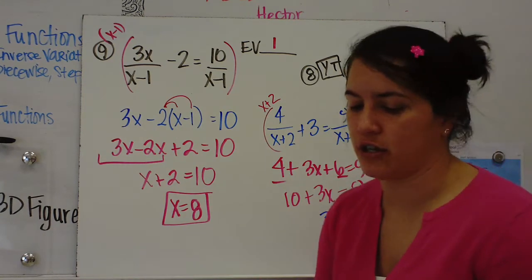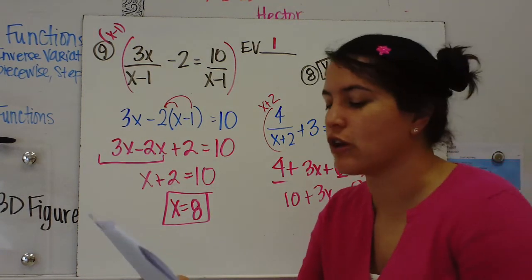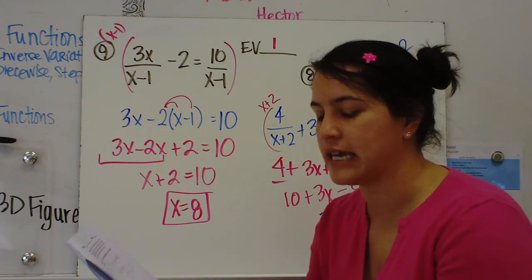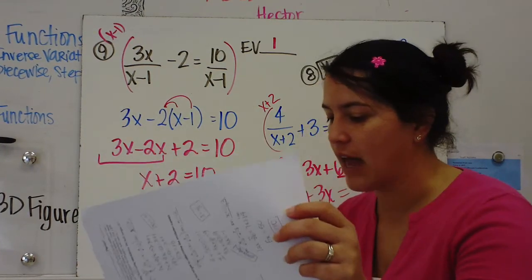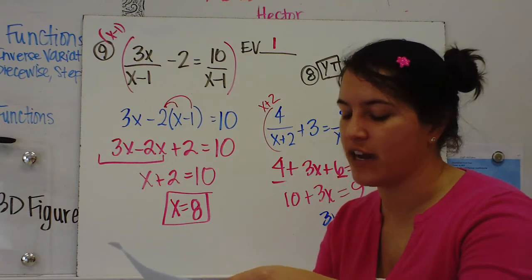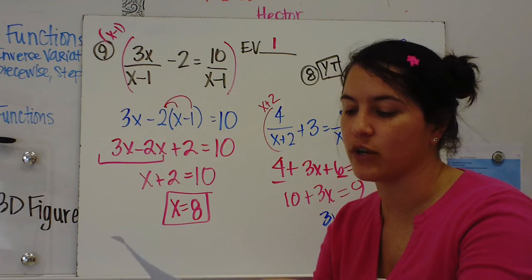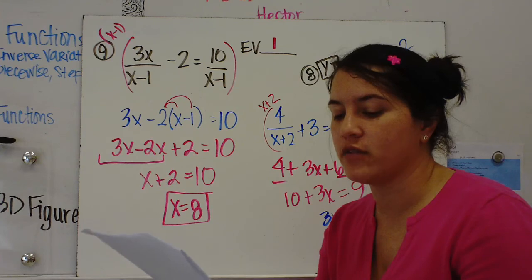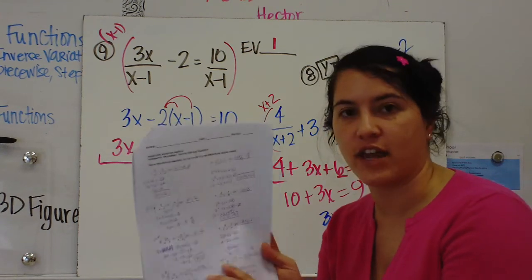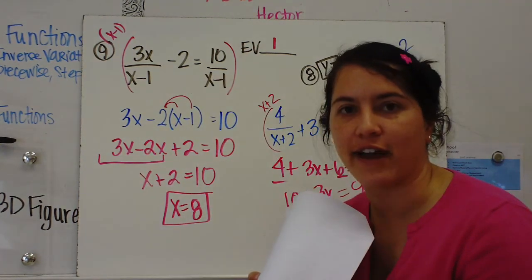So here's what I want you to do. On your worksheet, make sure you go back and do 7 and 10, the proportions. And then if you look at the next page, 1 through 8, we are going to work on those in class tomorrow. And I have the answers here, so we're going to work on those in class tomorrow.